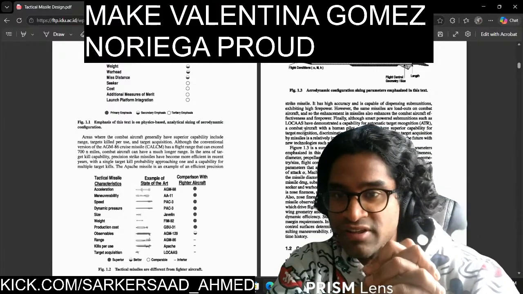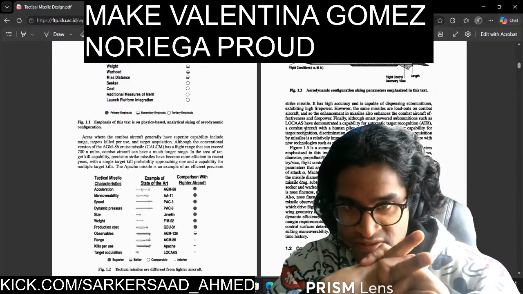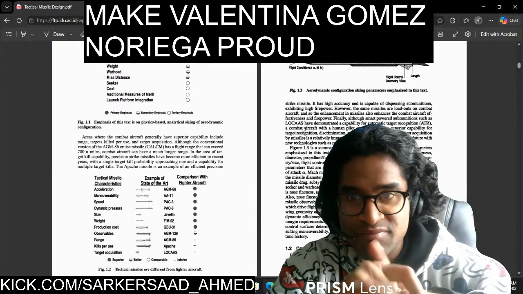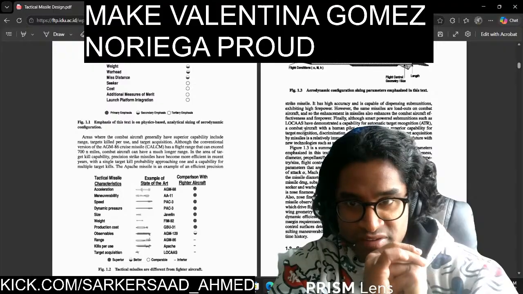It has high accuracy and is capable of dispensing submunitions, exhibiting high firepower. However, the same missiles are loadouts on combat aircraft, and so the enhancements on missile.